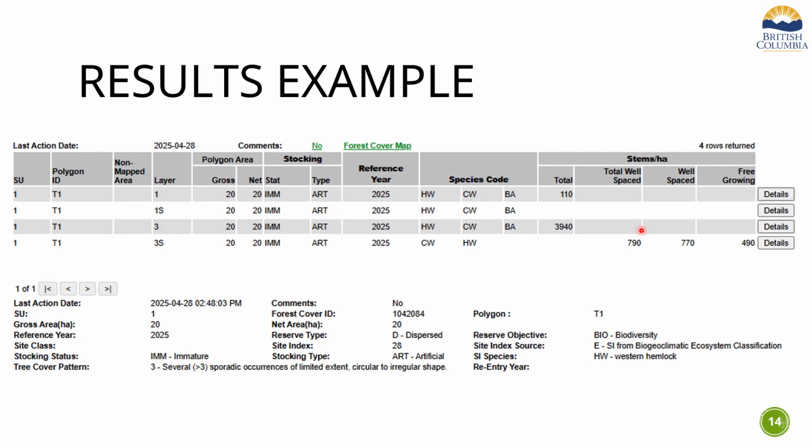So stocking status for this example gets entered as IM, and our stocking type is ART because our understory trees were planted, and our site index species is hemlock, which is the layer 3 leading inventory species.